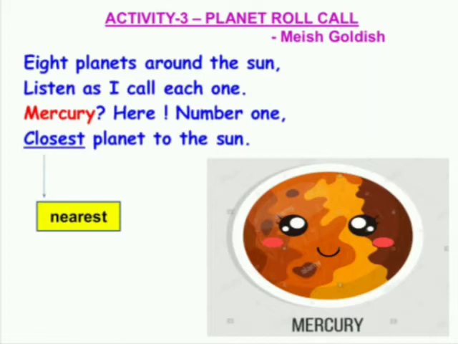8 planets around the Sun. Listen as I call each one. Mercury here, number 1, closest planet to the Sun. That means Mercury is the nearest planet to the Sun. It is the smallest planet and it moves around the Sun faster than any other planet.